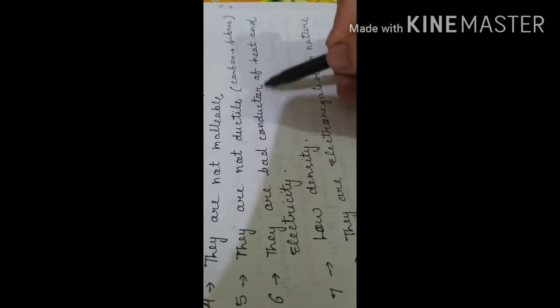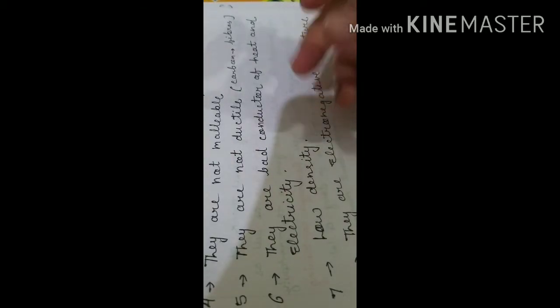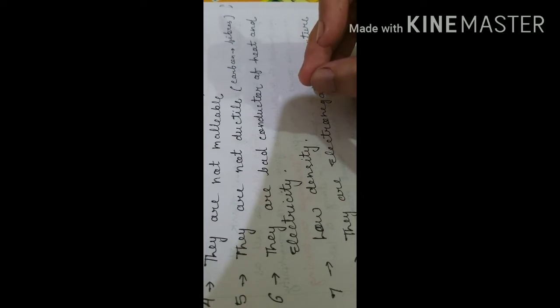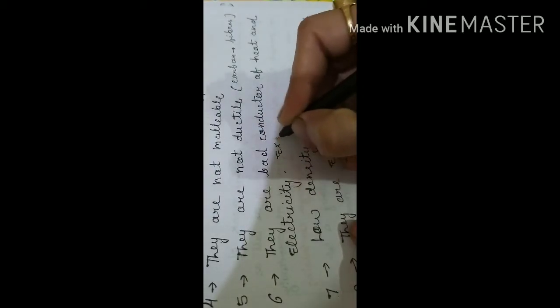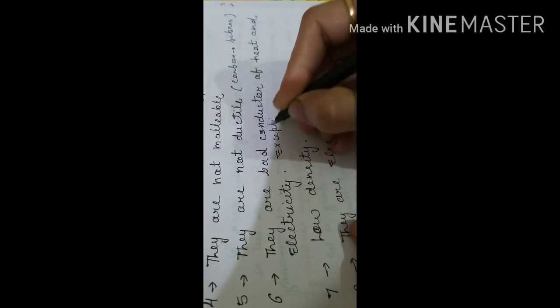Next, these are bad conductors of heat and electricity. This is a normal property that we must know about non-metals. But metals were good conductors of heat and electricity, though there was one exception: lead was the poorest conductor of heat and electricity. But here, there is also one exception among non-metals, graphite.